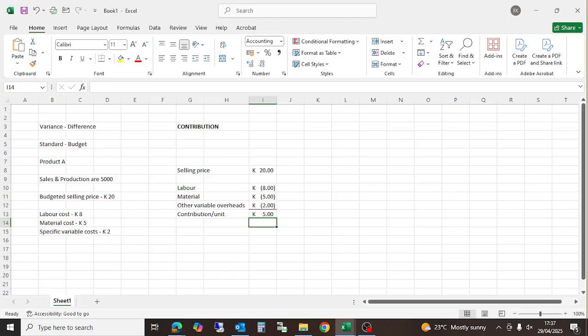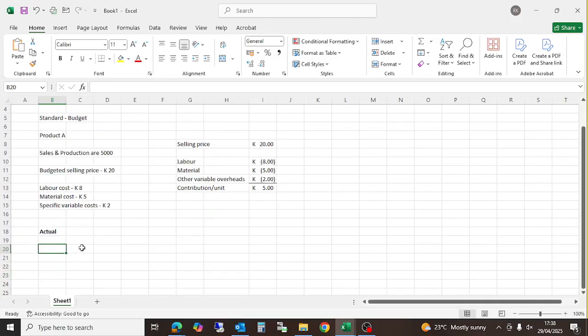Now let me relate this to our question so that it adds more meaning. Before we actually go to our question, let's make a similar question using the information that we have right now on our screen. Here we have sales of 5,000 units. This is our budgeted information. What if I make our actual information? I'll just make up actual data. It is made up, but it will help us understand this.